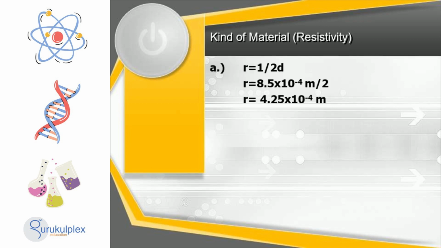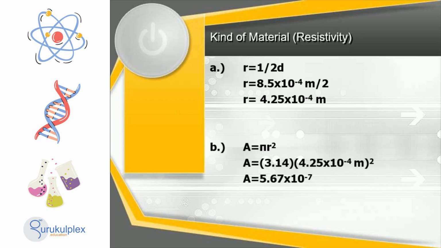Resistance is calculated by dividing 1/2 the distance by the material's resistivity. In this example, the distance is 8.5 times 10 to the -4th meters, and the resistivity is 4.25 times 10 to the -4th meters, giving us a resistance of 1.41 times 10 to the -8 ohms. The area of the resistor can then be calculated by multiplying the radius squared by pi. Taking the radius to be 4.25 times 10 to the -4th meters, the area works out to 5.67 times 10 to the -7th square meters.